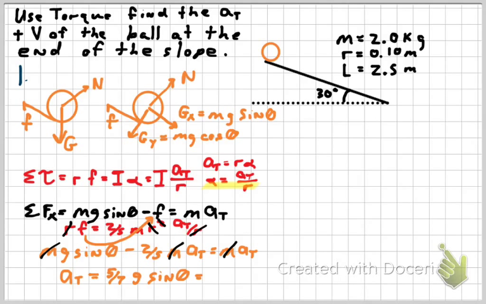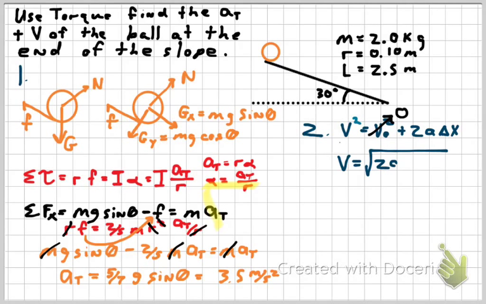We could have substituted translational acceleration in the moment of inertia, in the force equation, and solve for the angular acceleration, but that wasn't required in this problem. So we solve for this, and to find the velocity, now we're just left with the kinematics equation because it's rolling down 2.5 meters and accelerating at 3.5 meters per second squared. So the v final squared equation is the best one to use at this point.